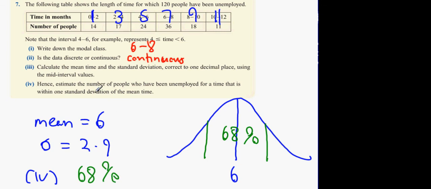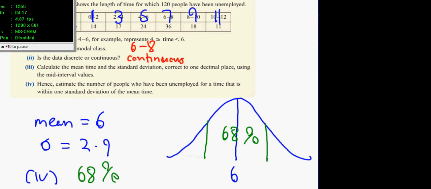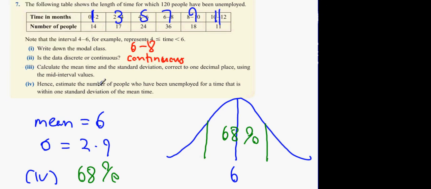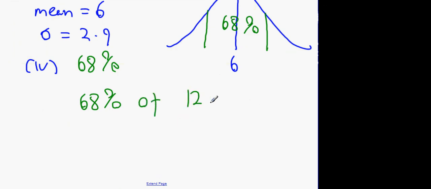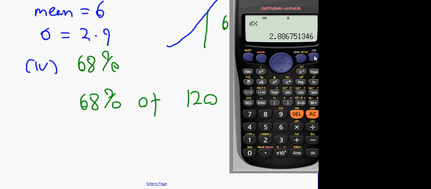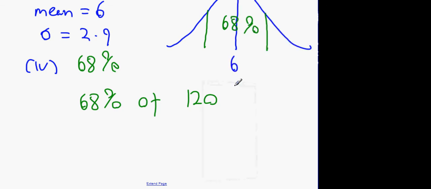68%, because it's one standard deviation above and below the mean. It's not the percentage, it's the number of people. So 68% of the total. So it's 68% of the 120 people. What we can do here is just get 68 over 100 multiplied by 120, and that should give us our answer. And we're going to get 81.6 people, round off to 82 people.